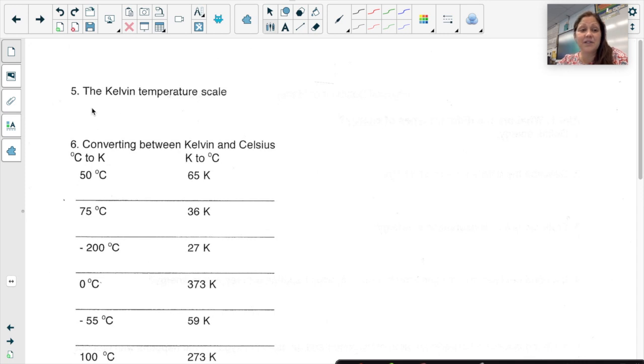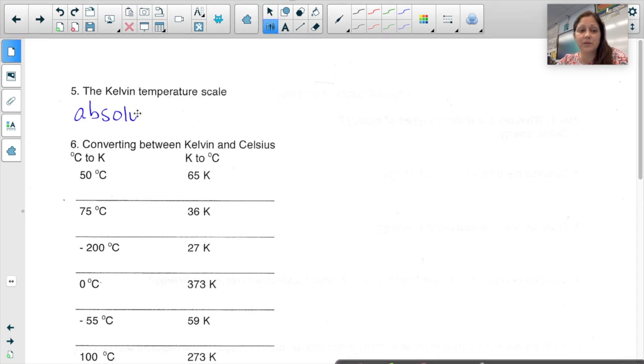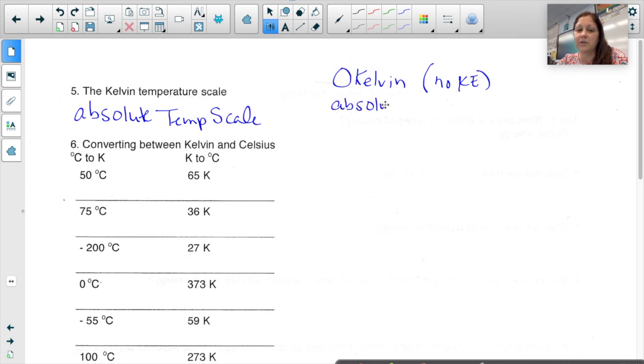The Kelvin temperature scale is called the absolute temperature scale, and that's because if temperature measures average kinetic energy, and average kinetic energy has something to do with the speed and motion of the molecules, at 0 degrees we should have no motion. But at 0 degrees Celsius, we know that there is still molecular motion. But at 0 Kelvin, theoretically, we get to the point where there is no kinetic energy. So we call 0 Kelvin absolute zero.